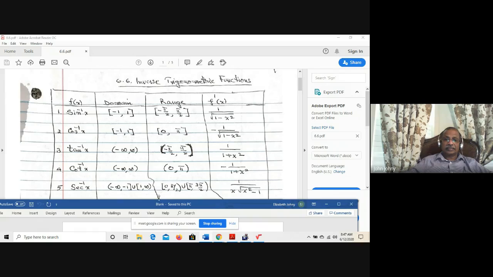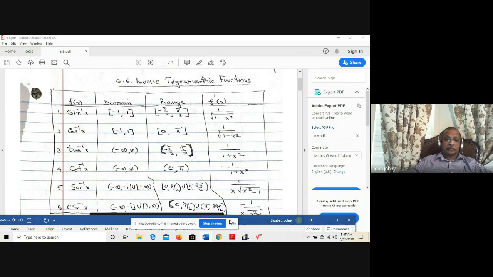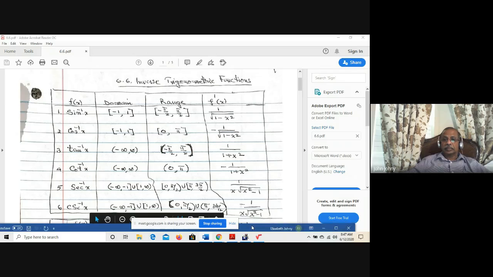Secant inverse x, we don't care about the domain and range because it is slightly complicated. Its derivative is 1 over x times square root of x square minus 1. And finally, cosecant inverse x, forget about the domain. The derivative is negative 1 over x times square root of x square minus 1.